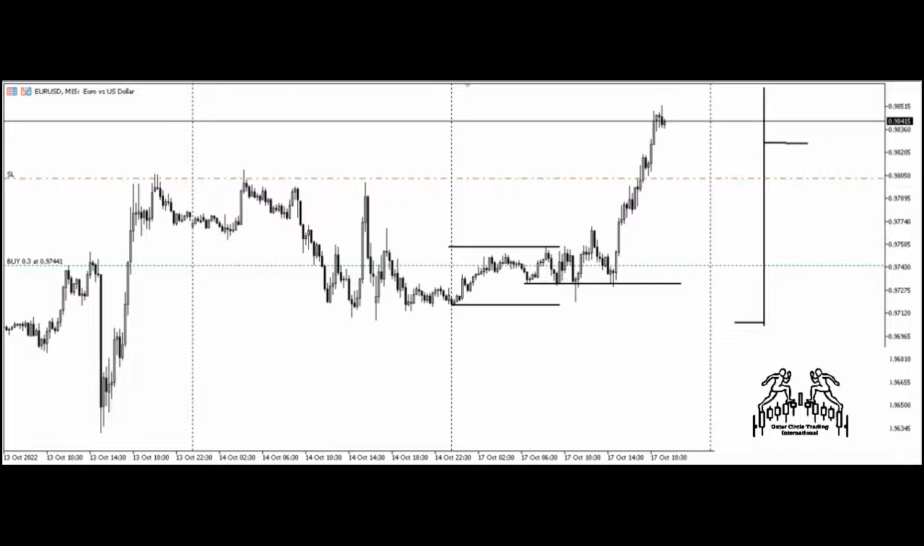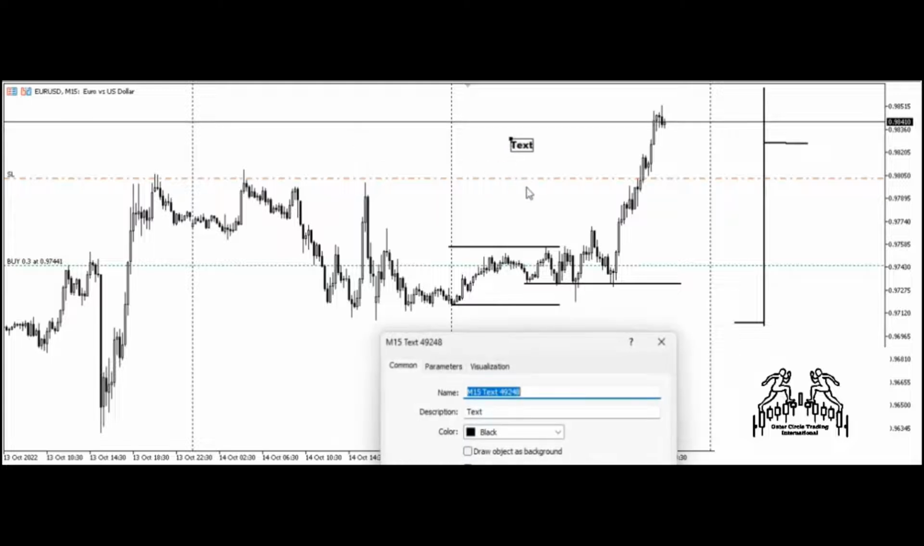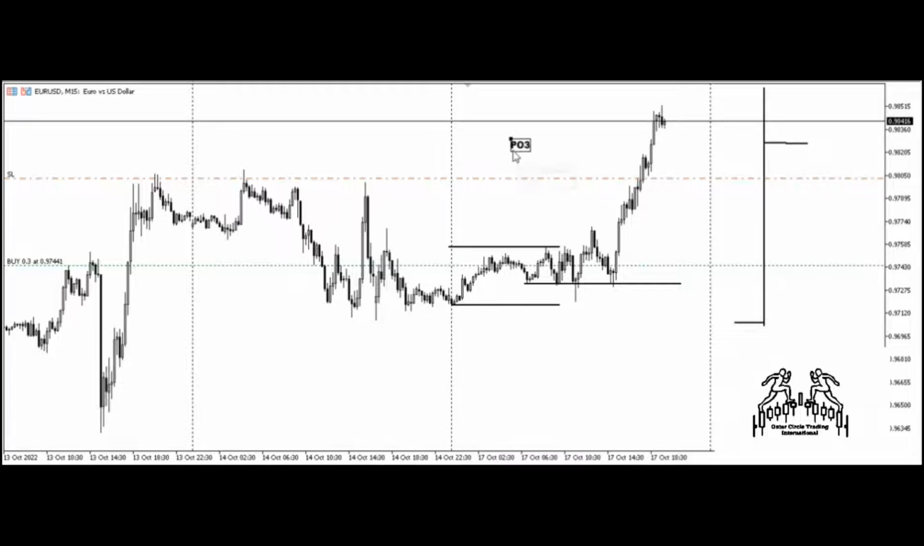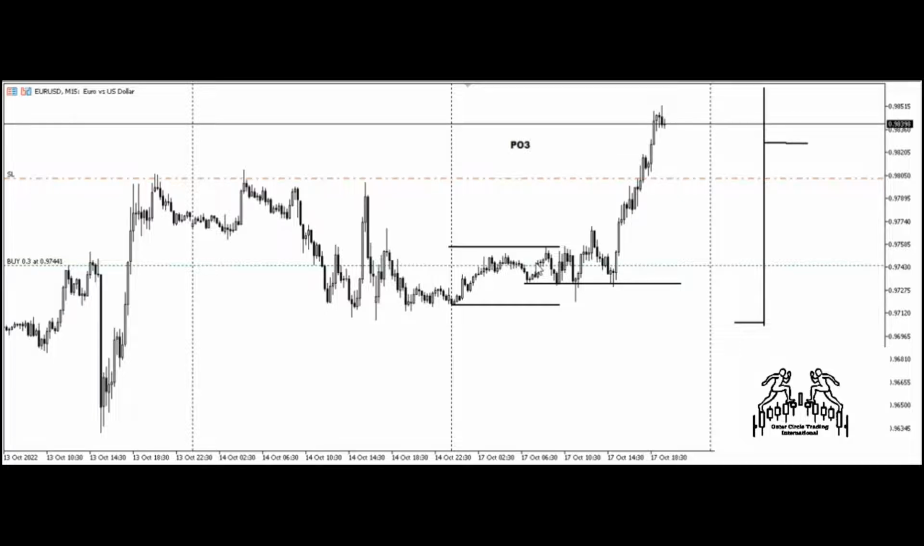Let's go. So what we're looking at here is power three of Euro USD. Yes, this is power three Euro USD. I will be giving a commentary on this trade, how I took the trade, how I managed it and everything. So yeah, let's begin.